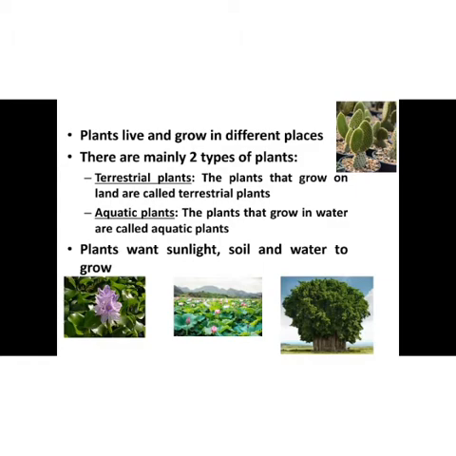Plants live and grow in different places. There are mainly two types of plants. They are terrestrial plants and aquatic plants. Terrestrial means land. So, terrestrial plants are the plants that grow on land. For example, cactus, banyan tree, teak, they all grow on land. So we can say they are terrestrial plants.